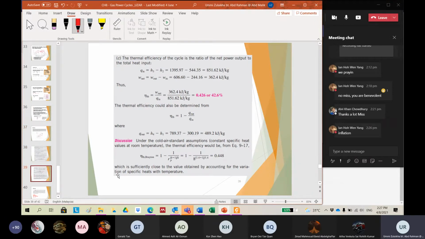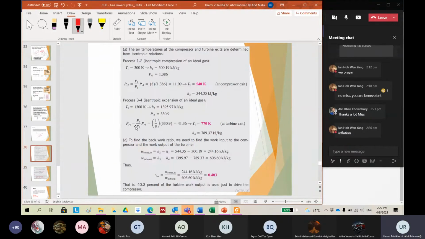Another reminder, please avoid using this. This is cold air standard assumption. Please don't use this. I don't want you to use that.